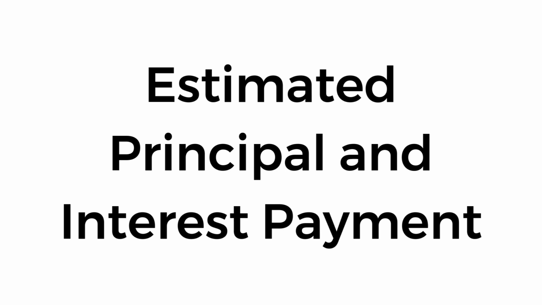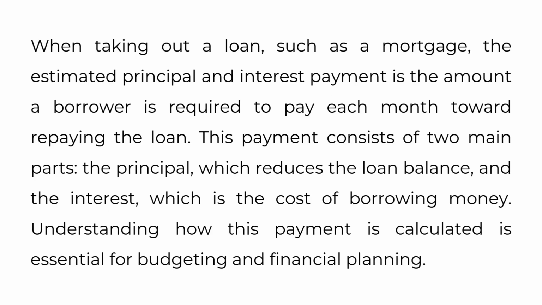Estimated principal and interest payments. When taking out a loan, such as a mortgage, the estimated principal and interest payment is the amount a borrower is required to pay each month toward repaying the loan. This payment consists of two main parts: the principal, which reduces the loan balance, and the interest, which is the cost of borrowing money. Understanding how this payment is calculated is essential for budgeting and financial planning.